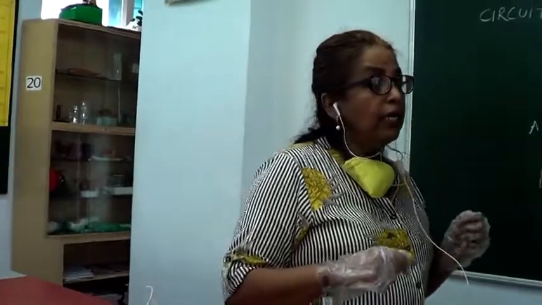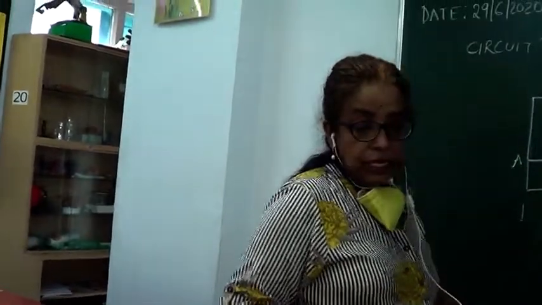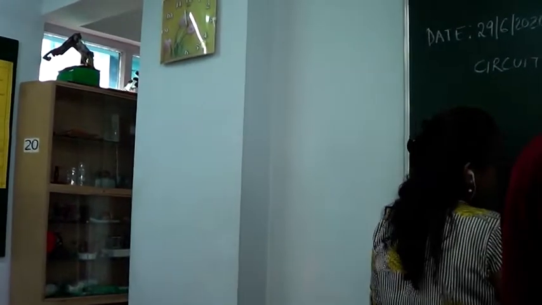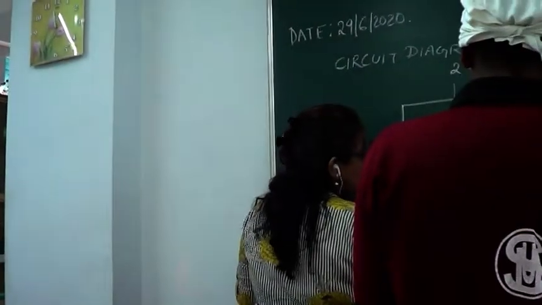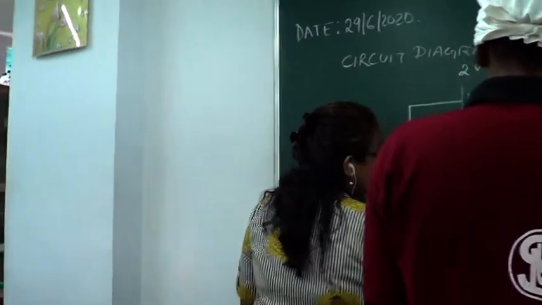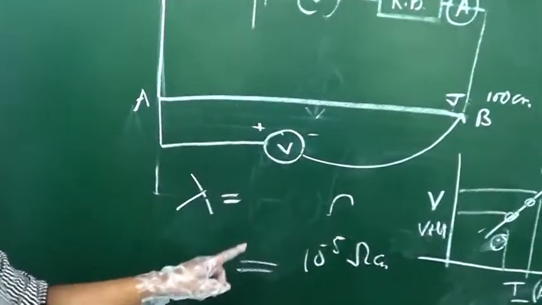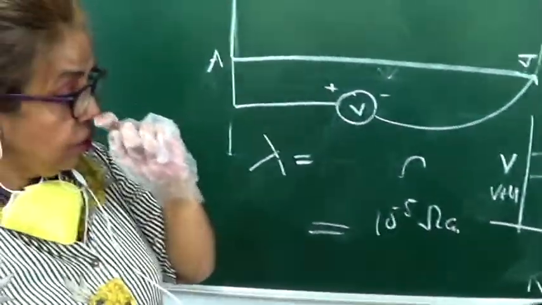Now in the meanwhile, can anyone tell me what is the resistivity value which you obtained in the previous experiment? Lambda value, what is the value in ohm centimeter? You report 10 to the power minus 5 ohm centimeter. What is the value you are getting here from the previous set? I gave you a work.